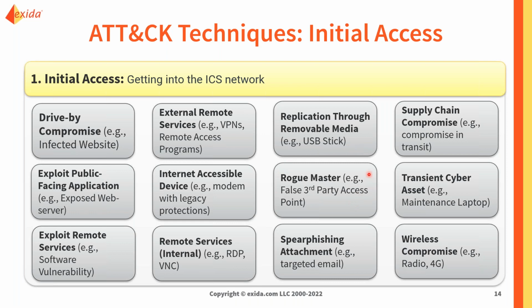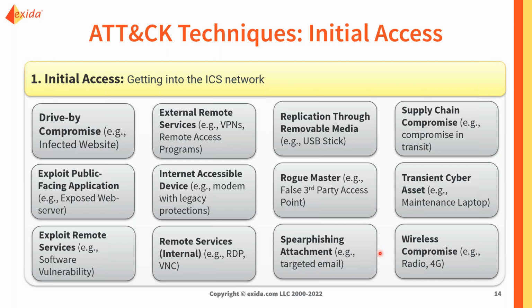For a rogue master, this one is a little bit less clear just based on the name, but that's really having a rogue device that's the right type to connect and providing a false third-party access point. This was actually the type of attack used in the Maroochy Shire incident, where the former employee who was disgruntled had stolen the right radio to have access. He knew all of the IP addresses, so he was able to drive around, get within range, and then begin making changes from that rogue master device.